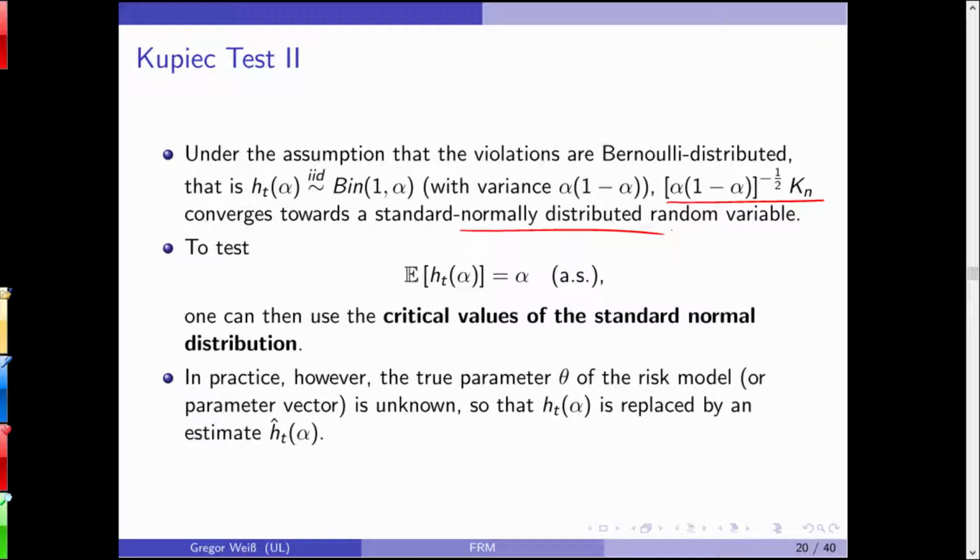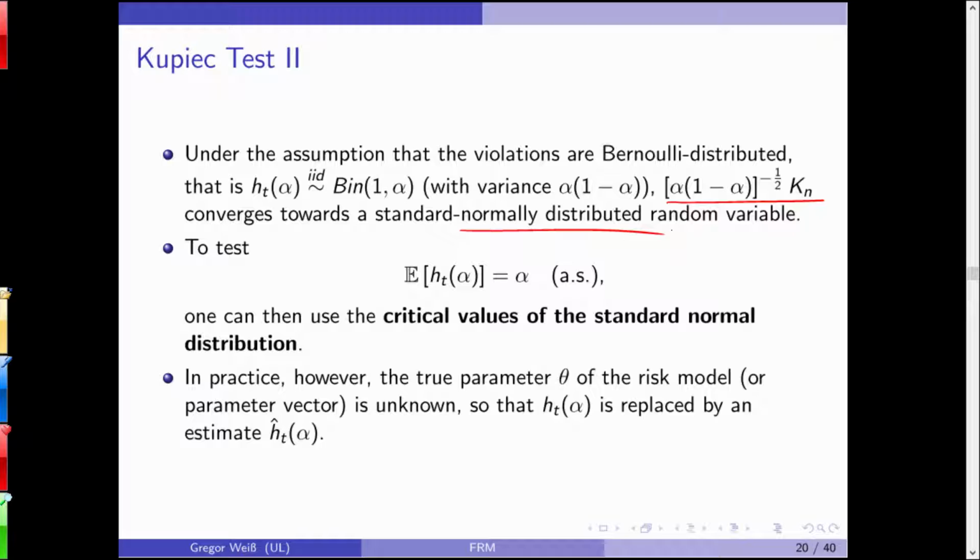If you are ever in need of such a backtest, just look it up in the paper. It should be implemented in R, it should be implemented in MATLAB. You can find it anywhere. You can even do it yourself. Just simply take those ones, add it up, calculate the test statistic, and you can use the standard normal distribution that's probably on your calculator. So this is very simple.